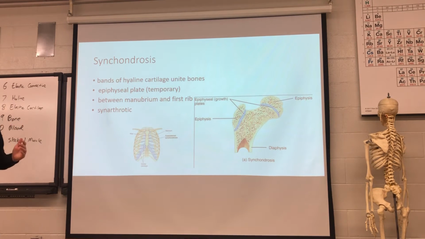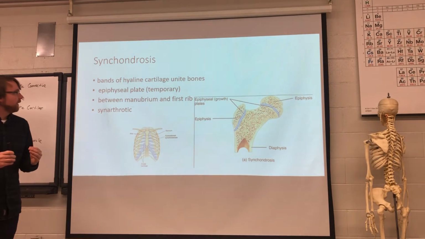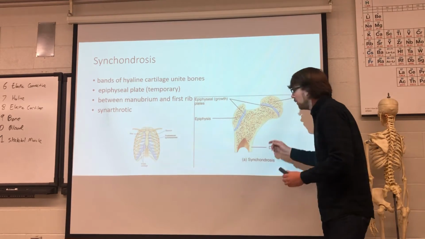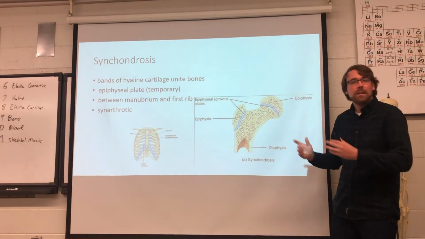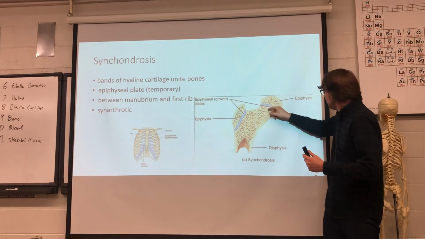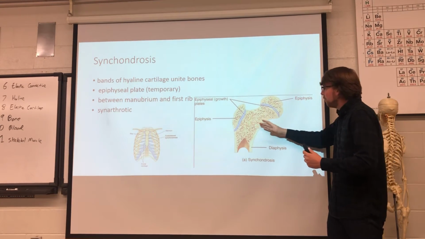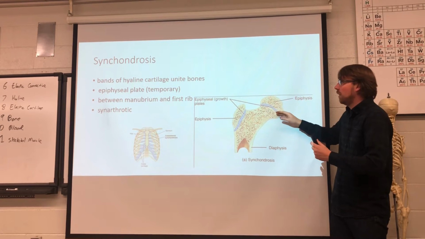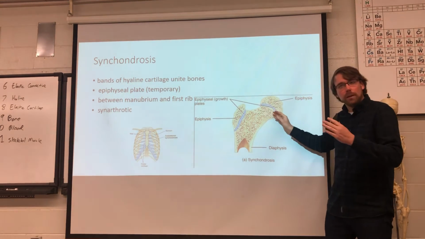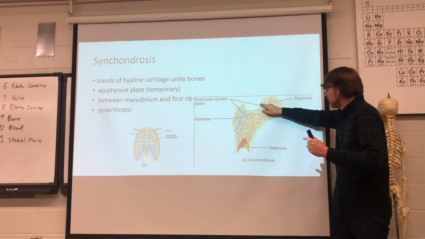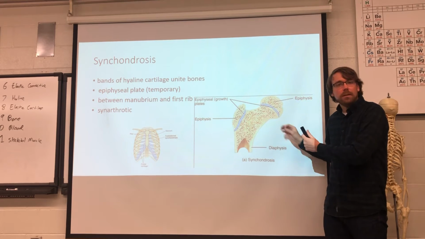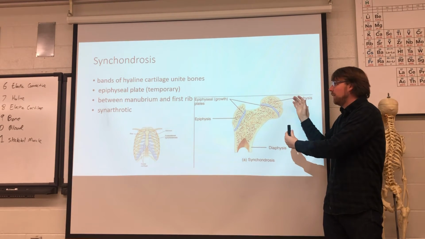So with synchondroses, there are many bands of hyaline cartilage that unite bones. So you have a whole bunch of these joints that are temporary. Your epiphyseal plates, where you have bones that are growing, are temporary synchondroses. They are, strictly speaking, a joint. Bone, line of cartilage, but these are temporary. It is how that bone is growing and developing.